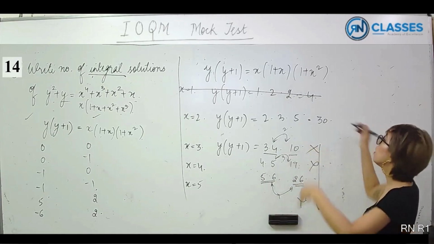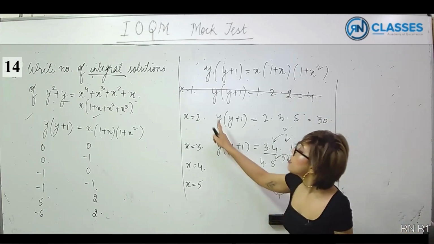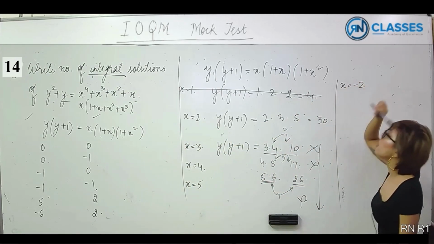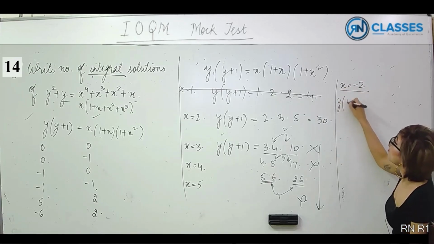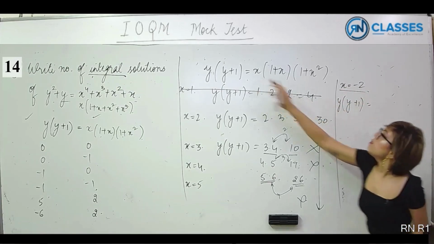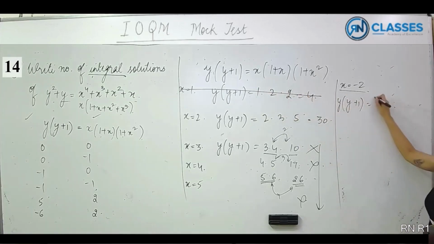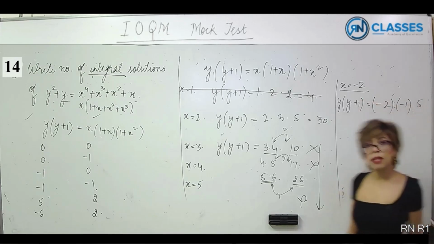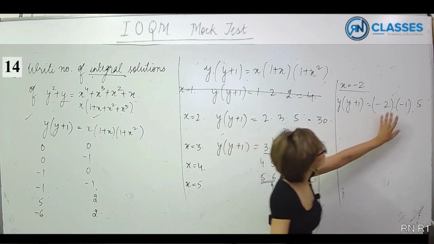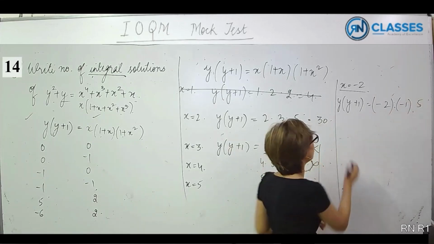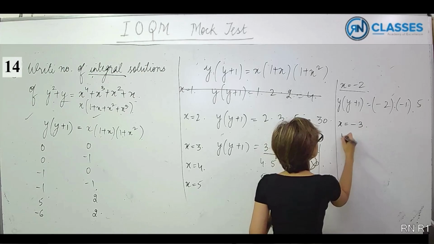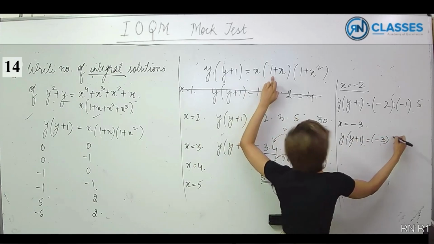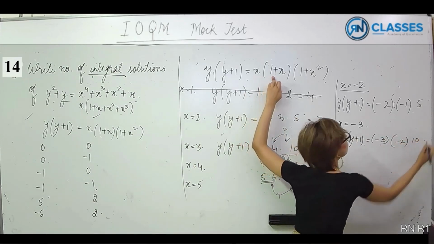Now you can say, what about the negative integer side? You can do that. Now x equal to minus 1, I've already written. X equal to minus 2. If I do that, x equal to minus 2, y into y plus 1 is equal to, this is minus 2, this is minus 1, which becomes positive, and 5. And this becomes 5. Again, the problem is the same. Here I have 2 into 5, 10. Again, I cannot write it. Then I put x equal to minus 3. So y into y plus 1, minus 3, so minus 3. Then I will do minus 2. And then I will do 10.